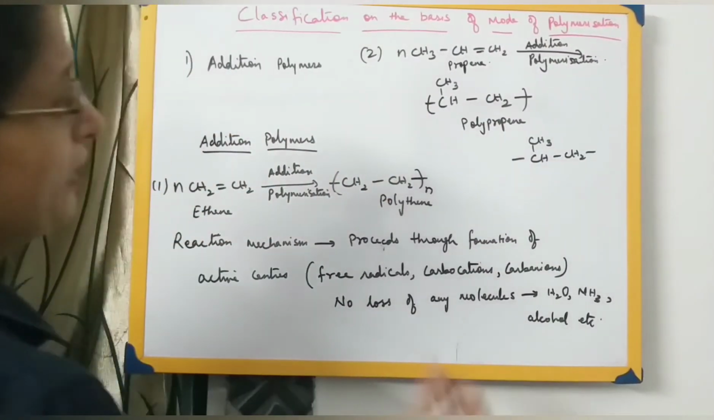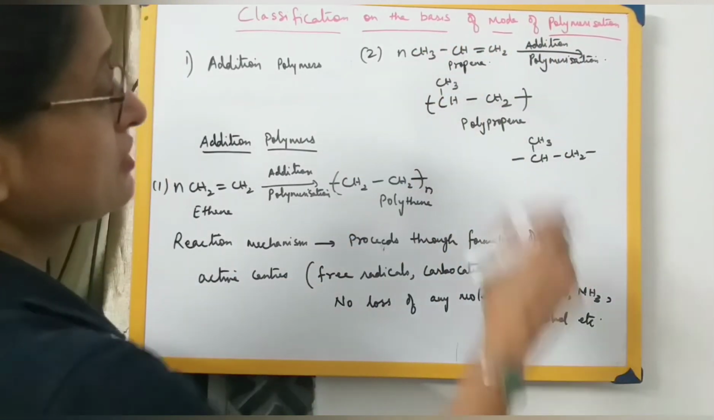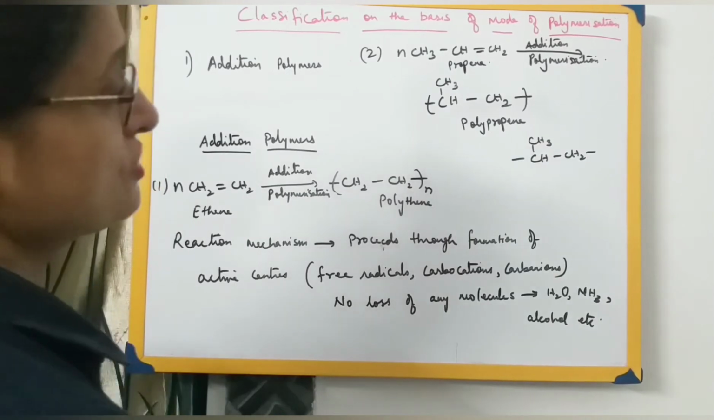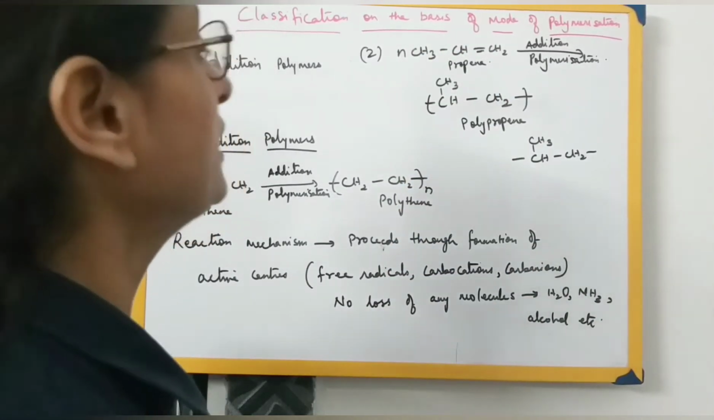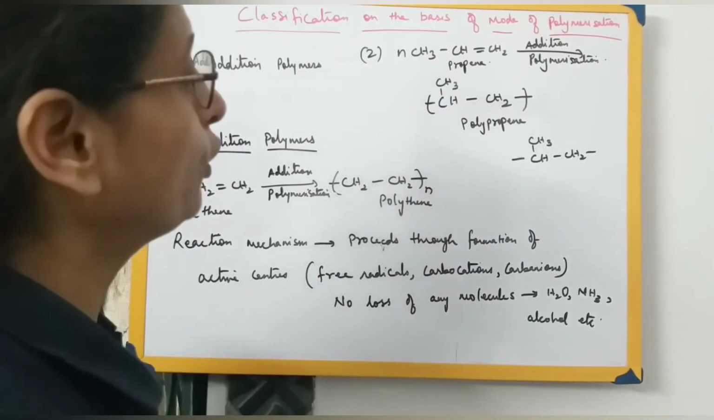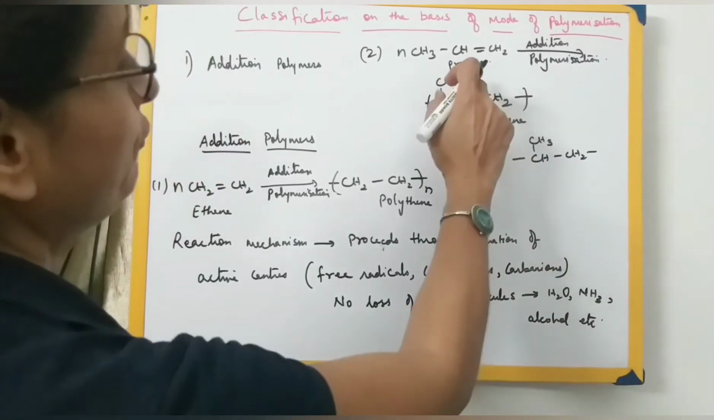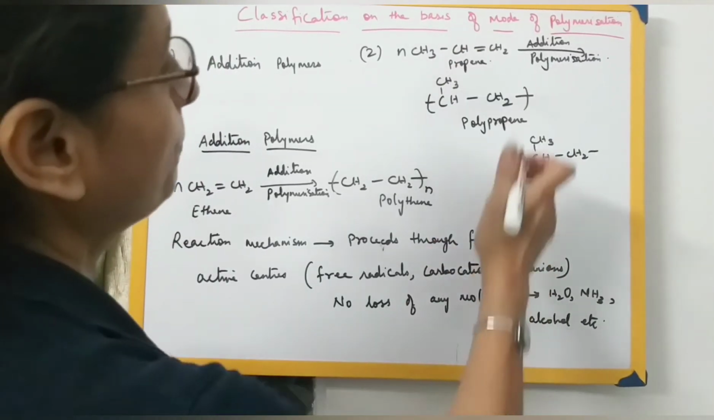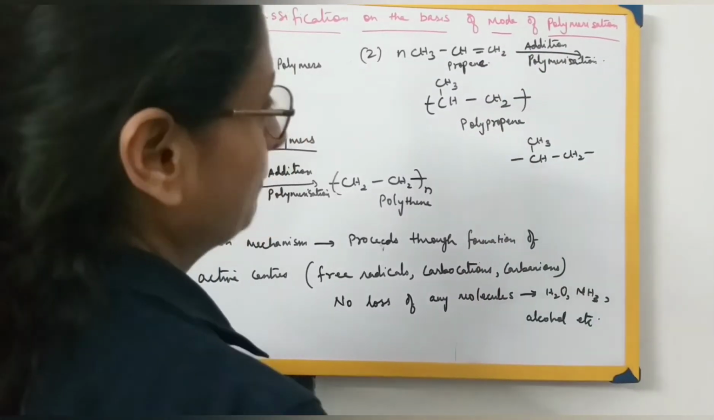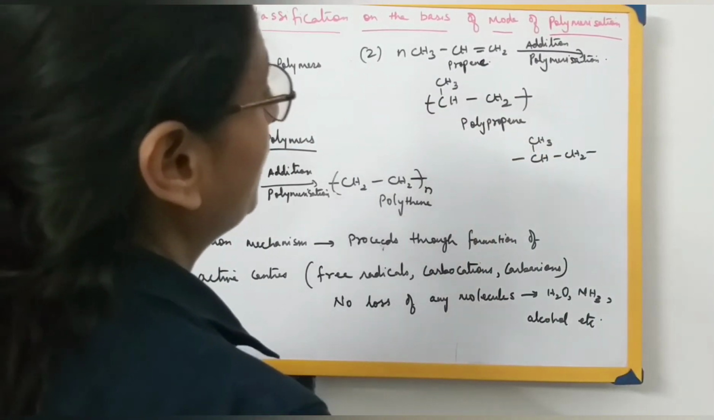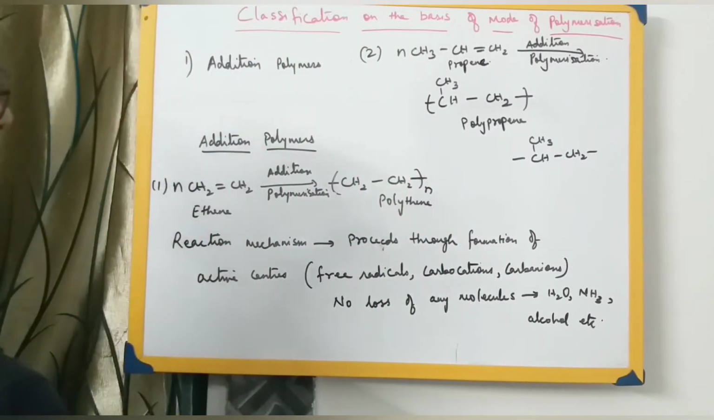So in these types, there is simply addition of a monomer unit. This is a monomer, this is a repeat unit. Simply addition of the monomer unit takes place, leading to the formation of long chains. That is, from propene we are getting polypropene, or we also call this polypropylene. We get this name from propylene. If we call this propylene, then this will be called polypropylene. But both are the same, propene or propylene. So this is how addition polymers are formed.